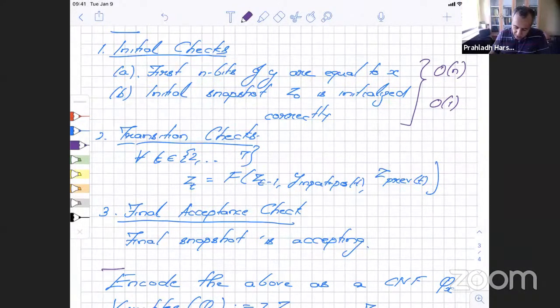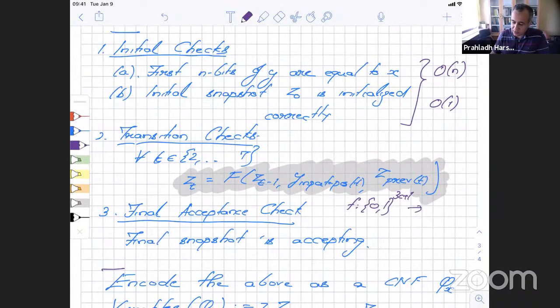Now, what about this guy? This is the most complicated thing. But notice this is just some function on 3c plus 1 bits to 0, 1, where c is the number of bits required to encode a snapshot. I just need to check this function.